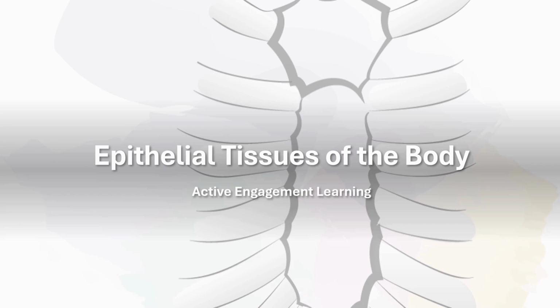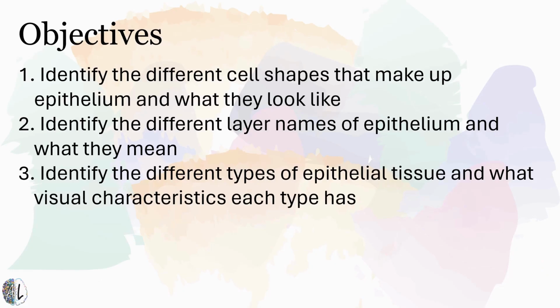Okay, let's have a little talk today about epithelial tissues and how we identify them inside the body. All right, so our objectives for today are to look at the different cell shapes, how we identify those, what you're looking for underneath the microscope. We're then going to talk about different layer names when it comes to epithelium and what each of those different layer names mean. And then last but not least, we're going to look at the different types of epithelium, and we're going to look for the visual clues that will help you to identify each of the different types.